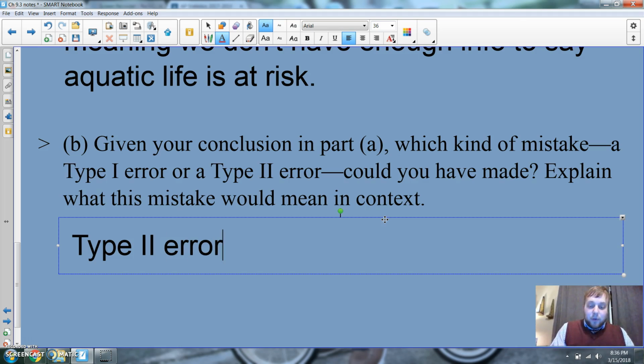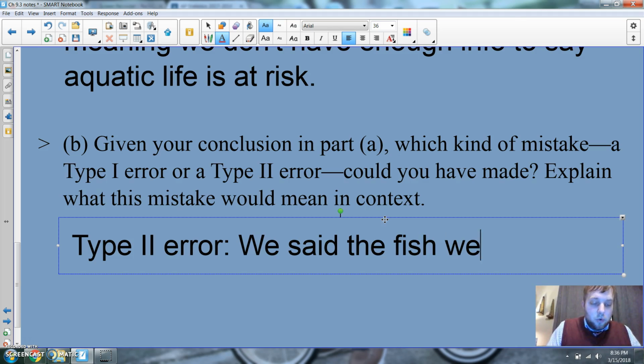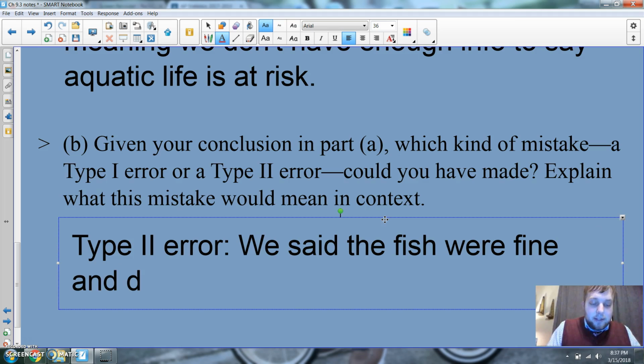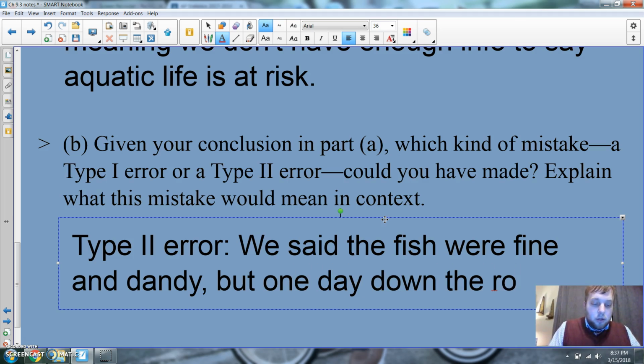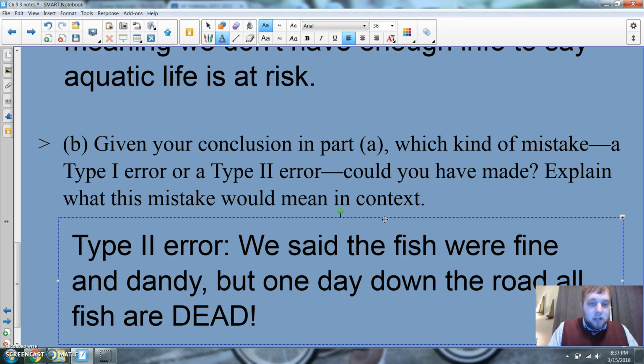And what does this mean? If we did make a type 2 error, so we failed to reject but we should have rejected, then what this means is we said the fish were fine and dandy, but one day down the road, all the fish are dead. Okay, right? We messed up. Stinky place now. Alright, that's bad.